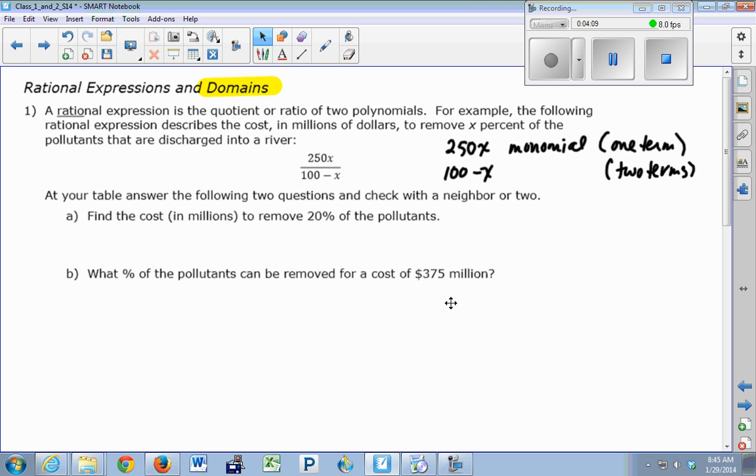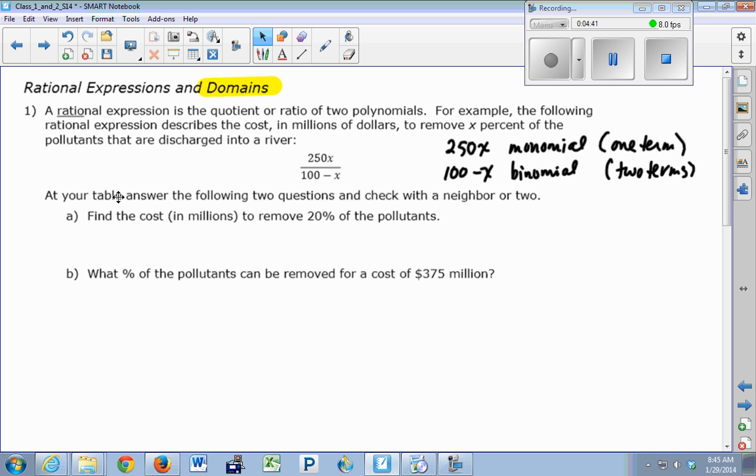So 100 minus x, any guess what that's called? If one term is called a monomial, what might two terms be called? Binomial, right. So this is a binomial. In this case, we have a monomial divided by a binomial. And that's what this means, the ratio of two polynomials. Even though these have special names like monomial and binomial, they still fit under the umbrella of polynomial.